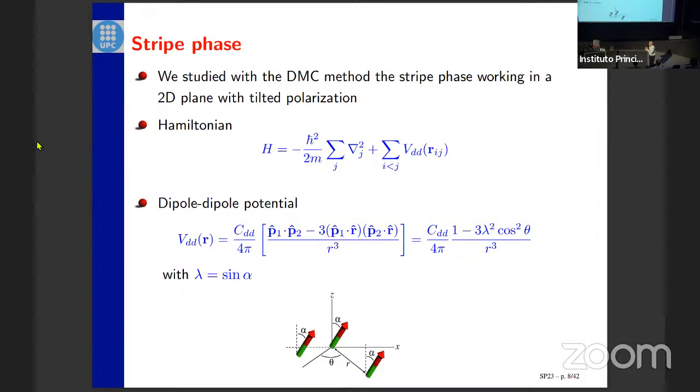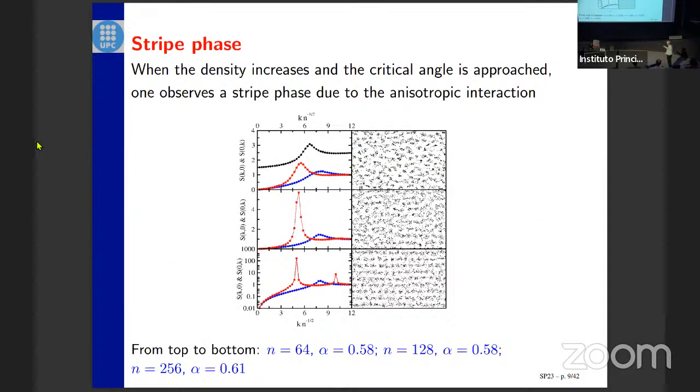In order to avoid the collapse, we need to put in a two-body correlation, but in this case, it's not introduced here. Okay, so we see here what happens. For instance, this is the static structure factor. The static structure factor, which is the Fourier transform of the pair distribution function, is a quantity which is very important to characterize order in the system, okay? Because if the static structure factor shows, say, a Bragg peak, it means that you have a crystal, for instance, okay?